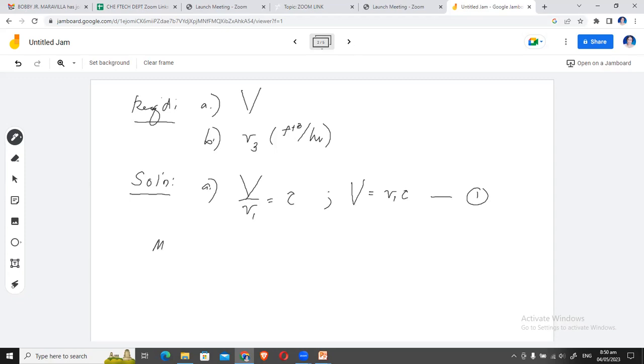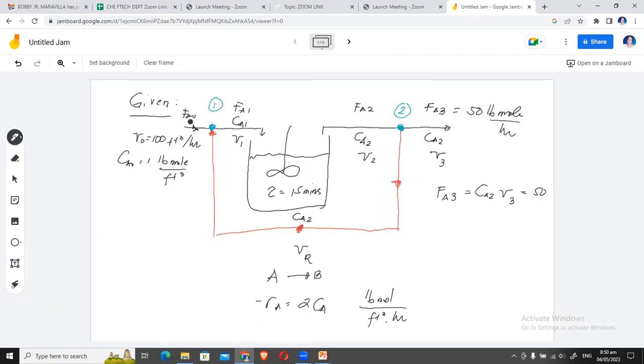Now, if you do a material balance on node 1, we will base our material balance on the molar flow rate. Initially we have FAO and we add to it the FAR from the recycle stream, and that would be equal to FA1. So FAO plus FAR is equal to FA1, based on node 1.